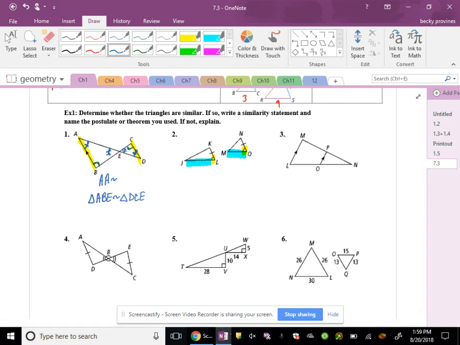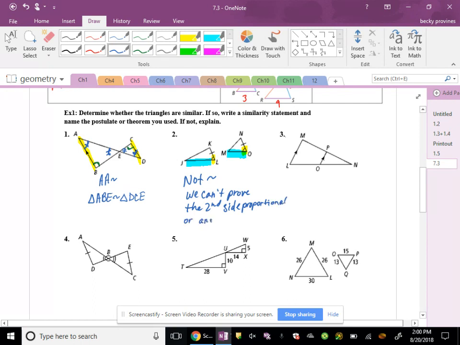Remember, similarity means they are proportional, not necessarily congruent. So there's several things wrong with this one. So we're going to say this is not similar. And why not? Because we don't have the right information. We can't prove the second side proportional, or another angle is congruent. Okay.